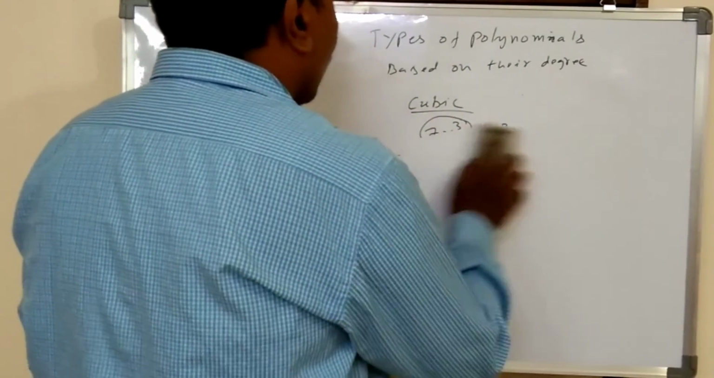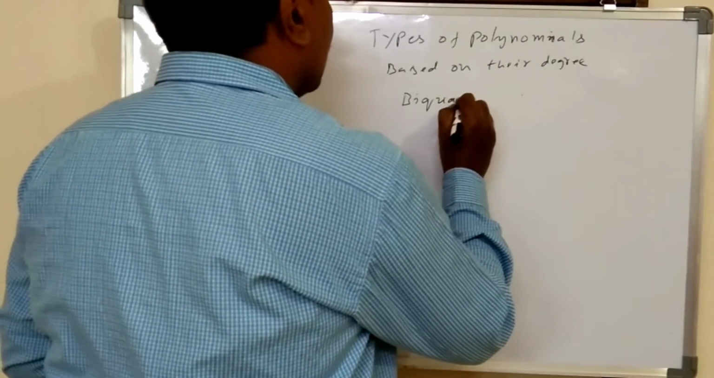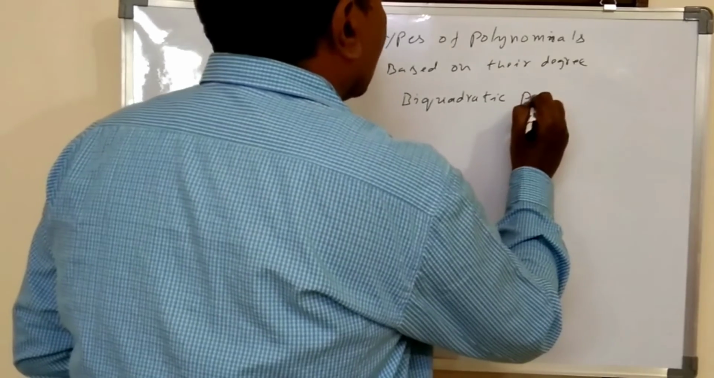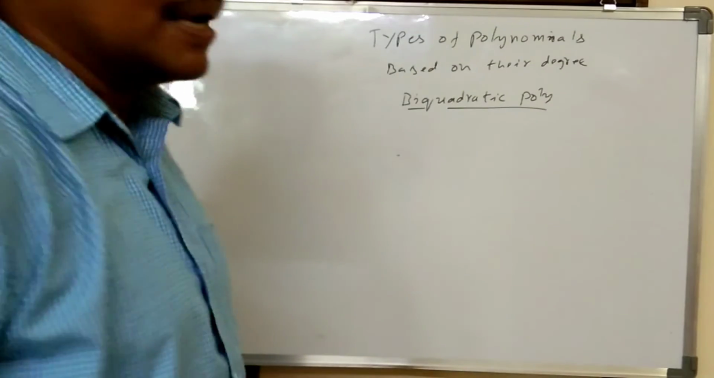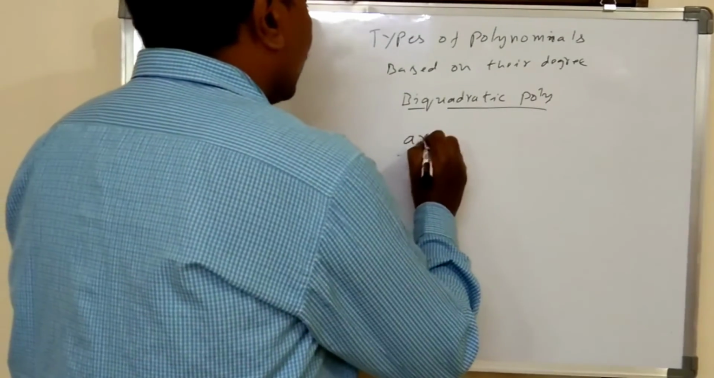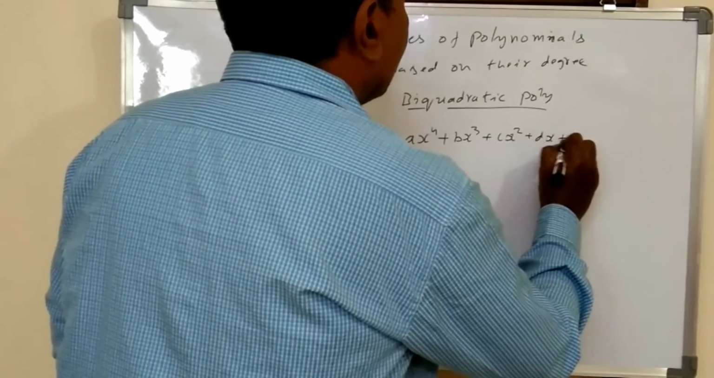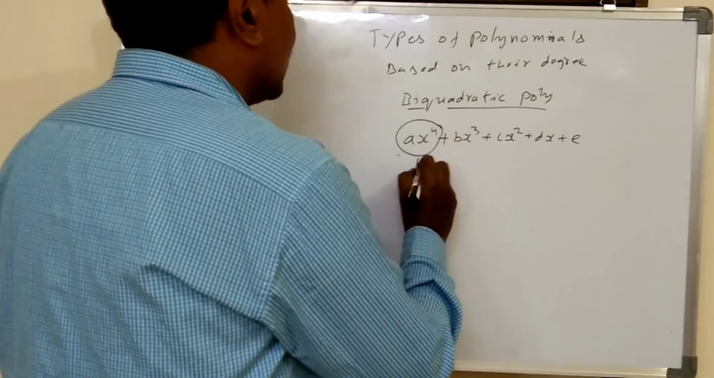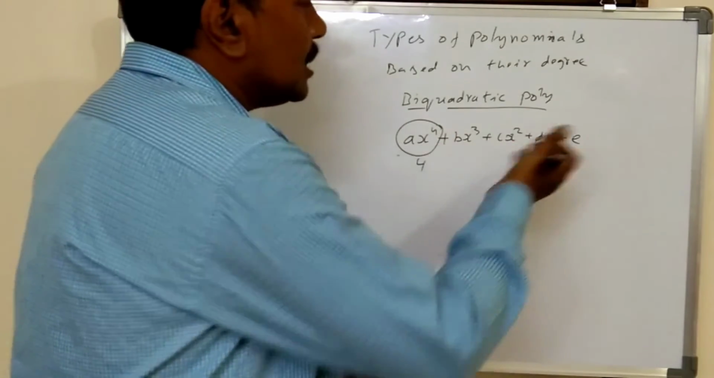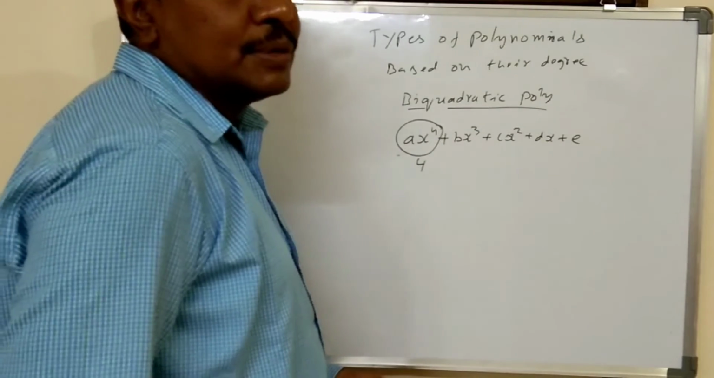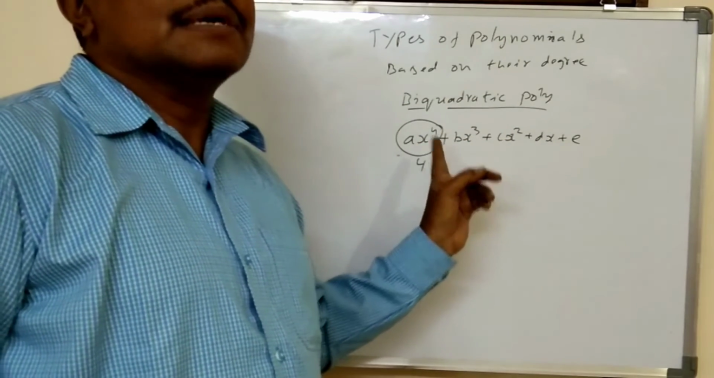And there is one more polynomial which is called biquadratic polynomial. What is a biquadratic polynomial? A polynomial containing degree 4. ax power 4 plus bx cube plus cx square plus dx plus e. So this is the term containing degree 4, and the remaining are 3, 2, 1, and 0. So this is the general form of the biquadratic polynomial. A polynomial containing degree 4 can be called a biquadratic polynomial.